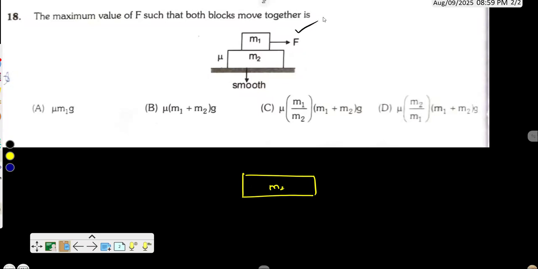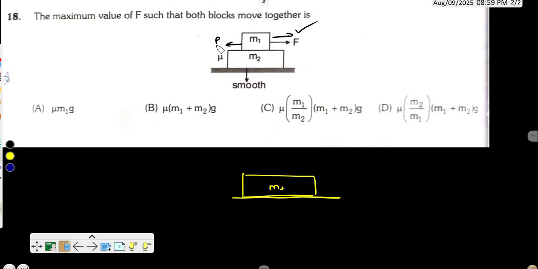So this force is causing motion in M1. The block M2 will be moving only due to friction. Anyhow, the downward wall is smooth, so we are not bothered about that. Then, M1 will be moving in the right direction, right side, because of the force.